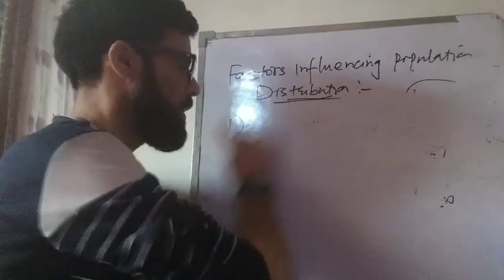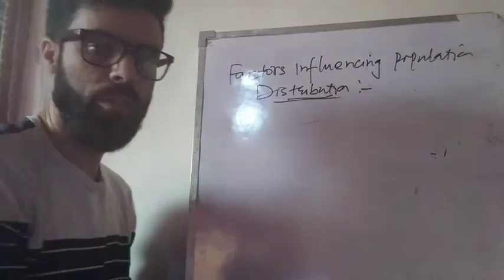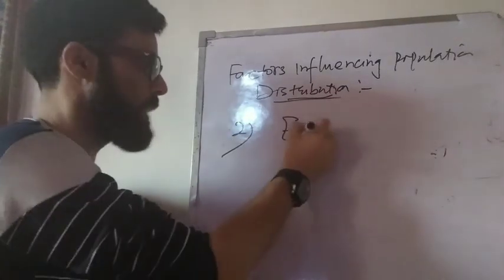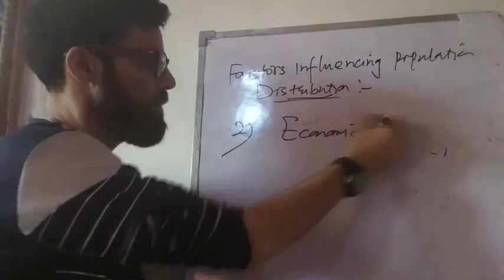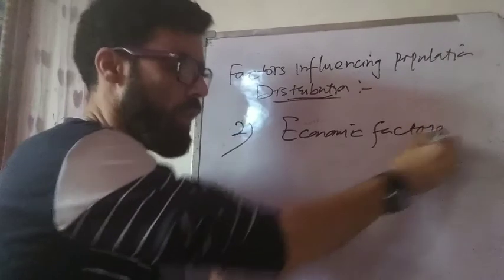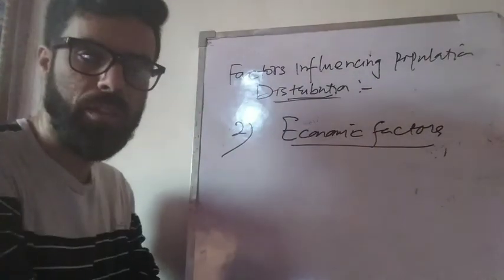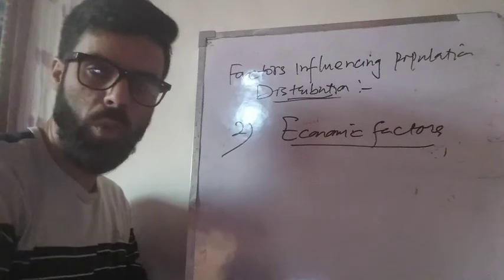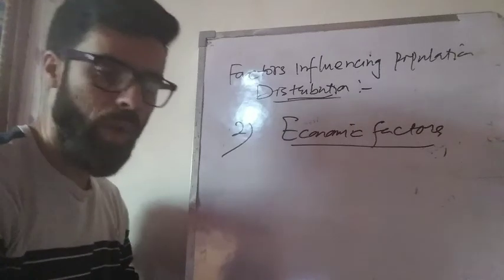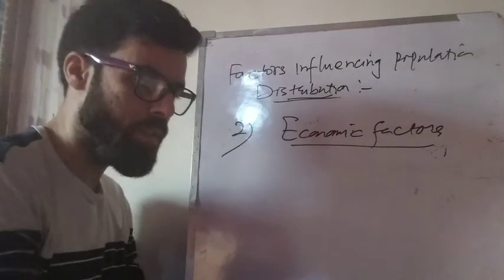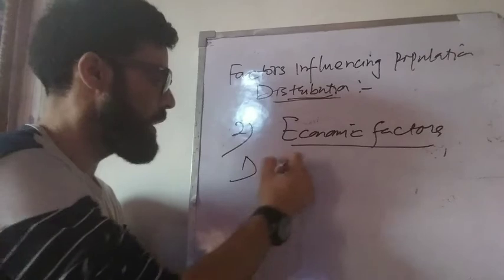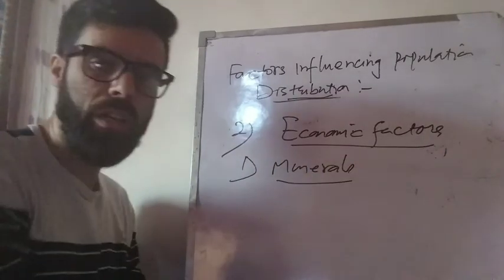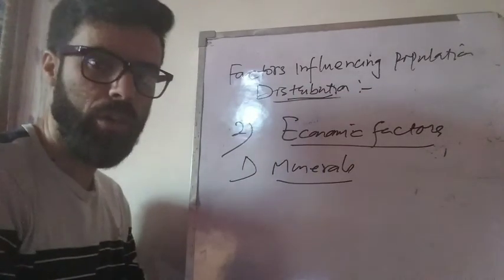Then we have the second most important factor which influences population distribution, or the economic factors. You know, economic factors are most important factors that play important role why people prefer to live at a certain area and why didn't they prefer to live at any other area. First thing in the economic factor is minerals. If the place is having good mineral wealth, people prefer to live there.